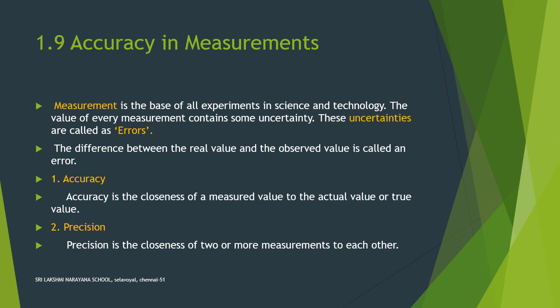What is error? The difference between the real value and the observed value is called an error. Next, we are going to see accuracy. What is accuracy? Accuracy is the closeness of a measured value to the actual value or true value. Next, precision. Precision is the closeness of two or more measurements to each other.